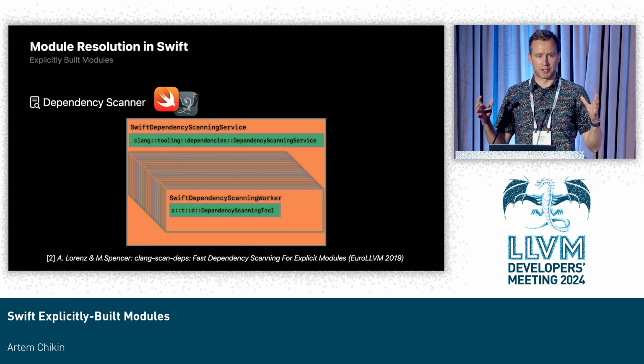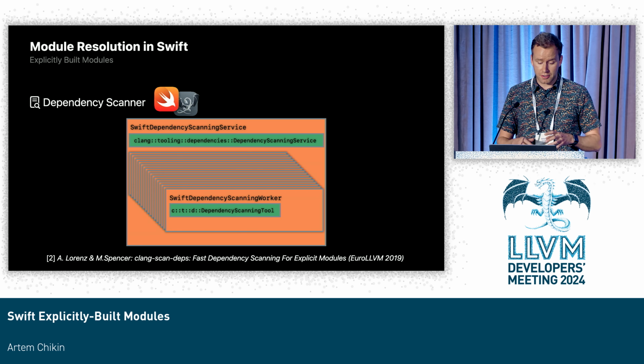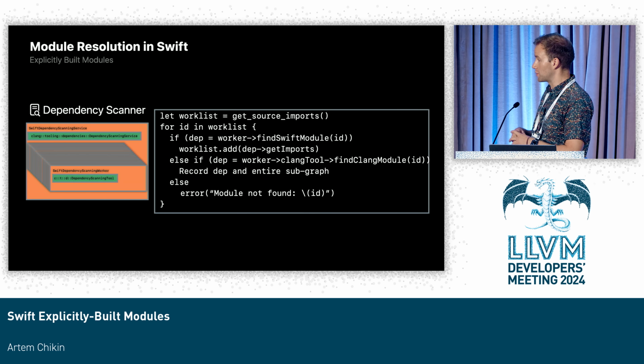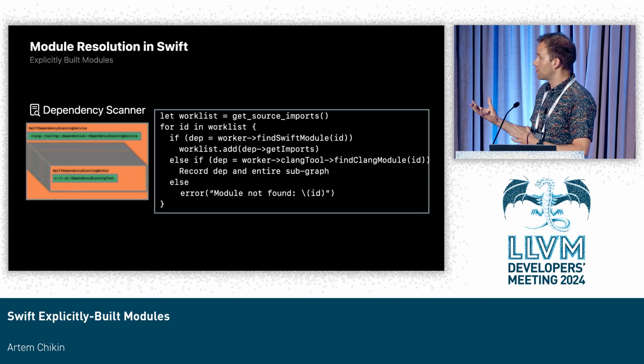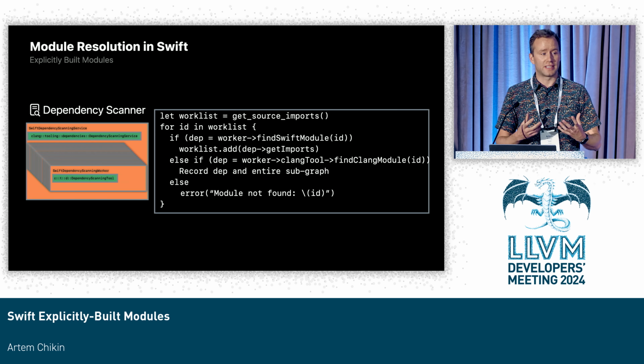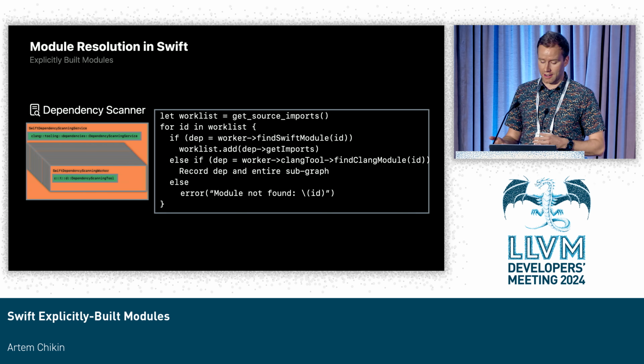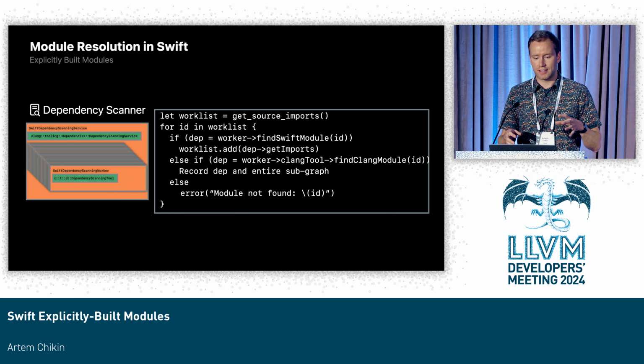The dependency scanning service itself consists of a collection of workers. When you have many different import statements to resolve, we can attempt to do those in parallel. And the pseudocode for this is actually really straightforward. We start with a collection of source files, each one with its own collection of import statements. For each import statement's identifier, we ask the question: does my collection of search paths have this module in a file system? If it does, that's great. We go and find that Swift module, we take its imports and add them to the work list. If we don't, we now query our built-in Clang dependency scanner. And the Clang dependency scanner needs to work quite differently.